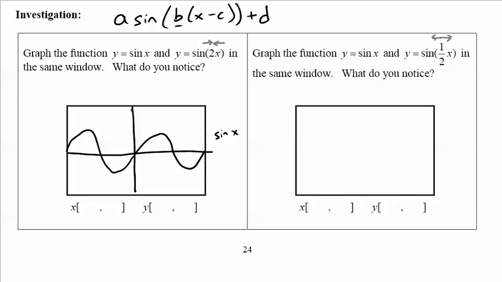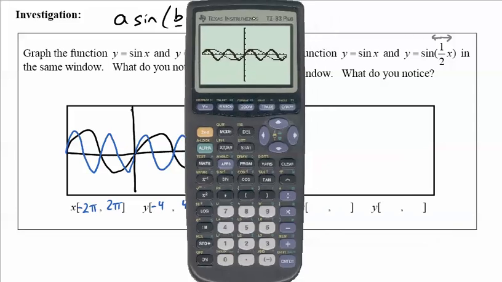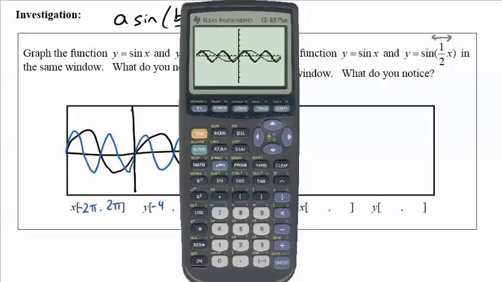And now in a different color, I'll put my sine 2x. Sine 2x has the same maximum and minimum, but it fits doubly as many waves. So instead of fitting just one wave from 0 to 2 pi, it fits 2 waves. So this is going from -2 pi to 2 pi, and from -4 to 4. So there's my sine 2x. Okay, that's changing the period of the wave.